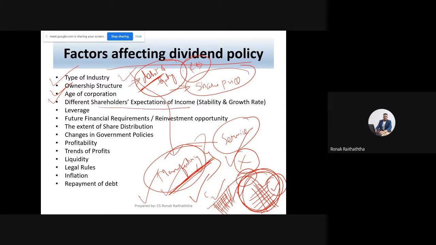Different expectations of income. Now see, shareholders get two types of income, right? One is the dividend, and another is the increase in market price. But both are inversely proportionate to each other. That means both have an inverse relationship. If you increase the dividend, then the market price will be affected adversely. And if you reduce the dividend or do not pay it, then the market price will increase. There is a logical, mathematical reason behind it.